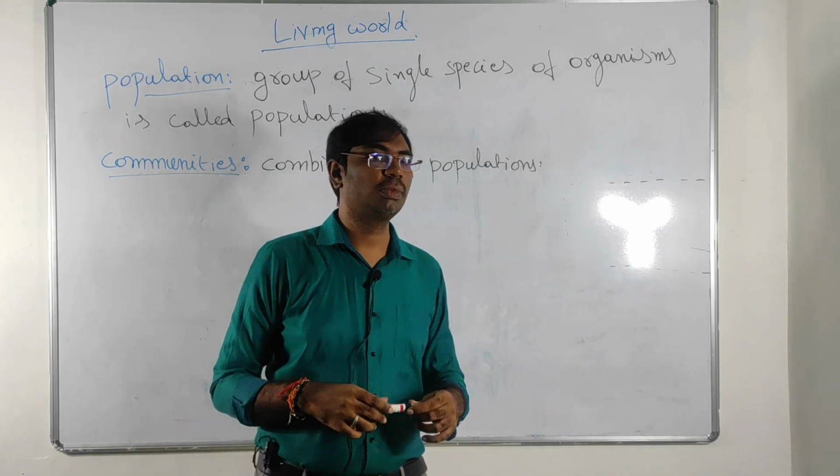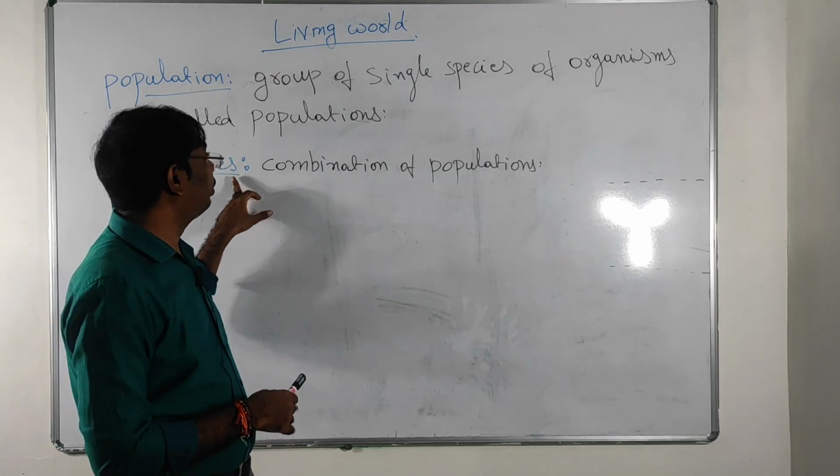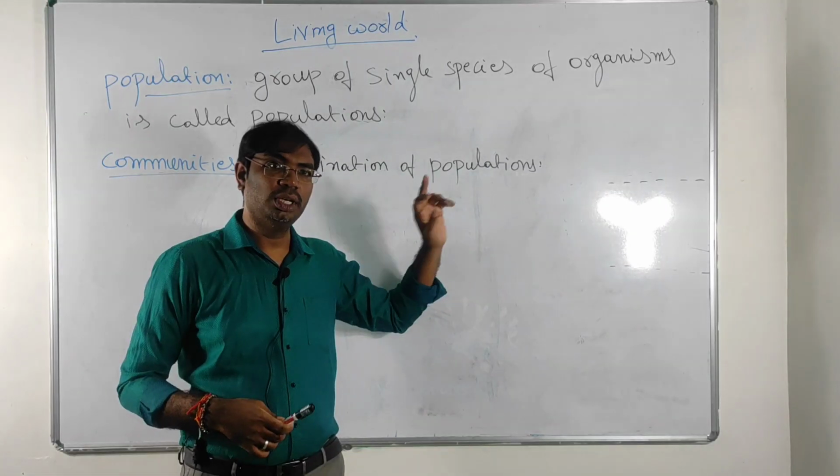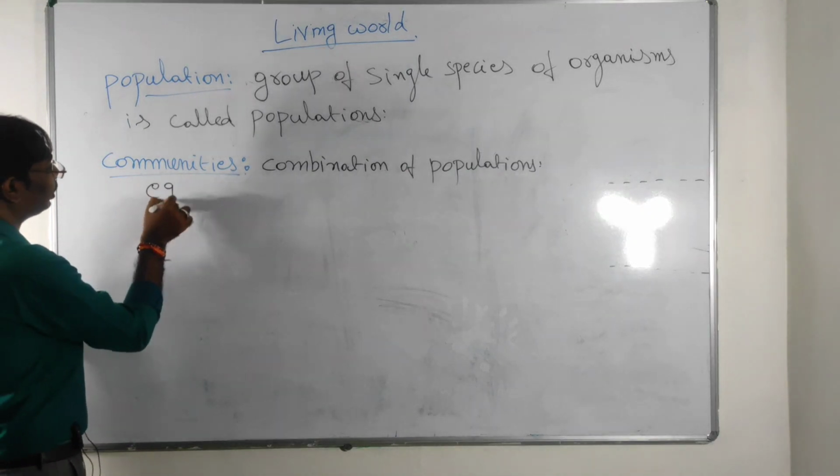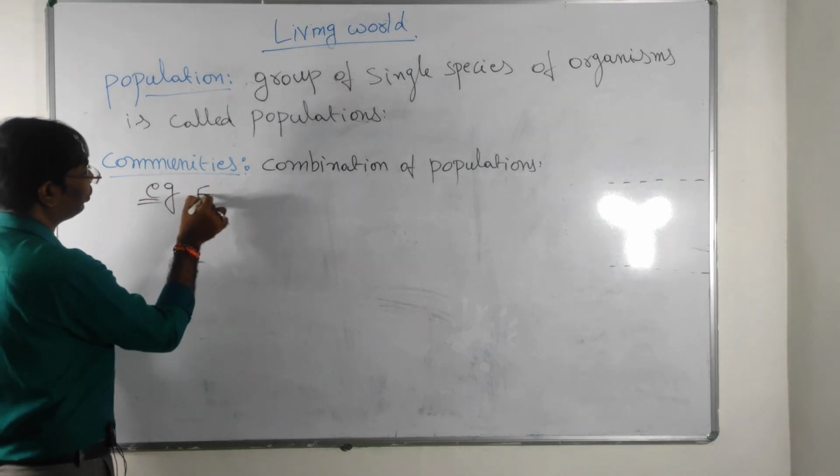Now we will discuss communities. A combination of populations is called a community. Okay, so that is the community definition. An example for communities is a forest community.